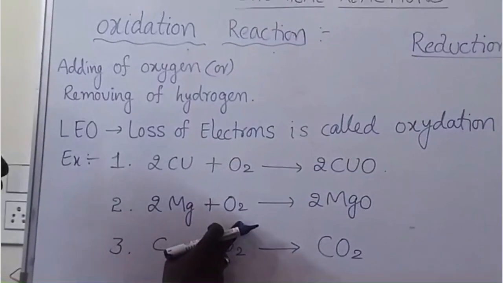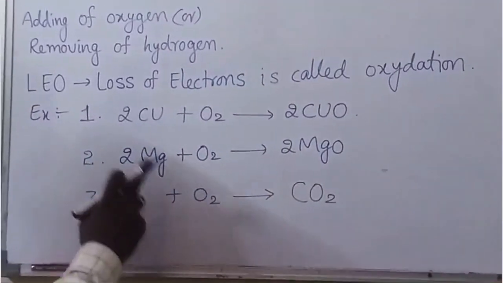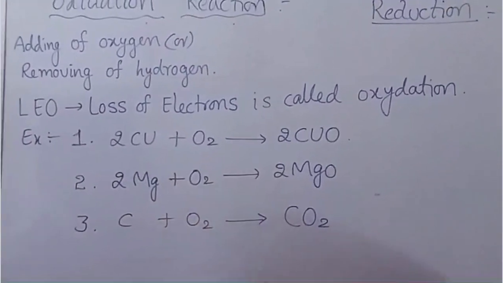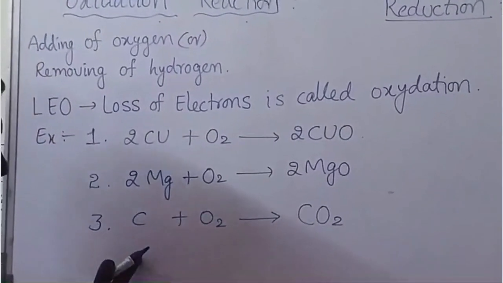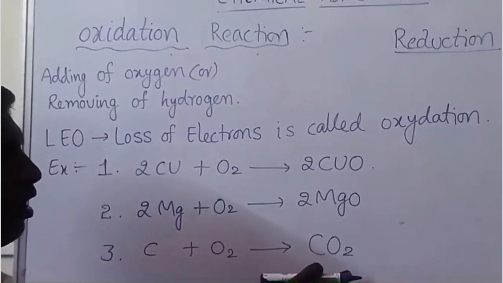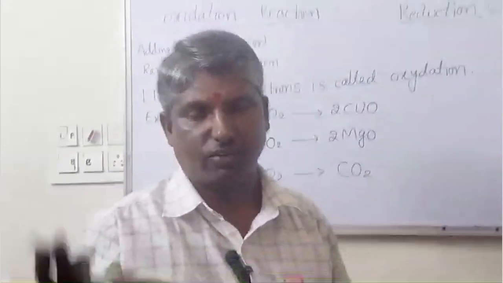Magnesium reacts with oxygen and forms magnesium oxide. 2Mg plus O2 gives rise to 2MgO. Carbon reacts with oxygen and forms carbon dioxide. These are simple examples for oxidation reactions.